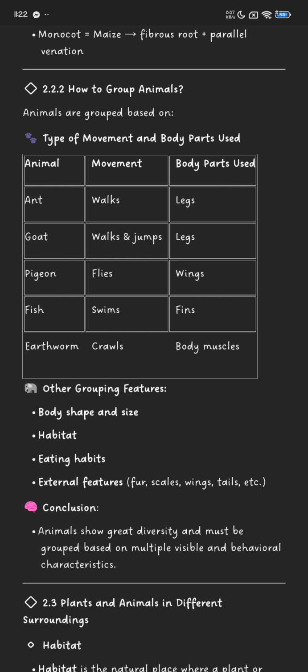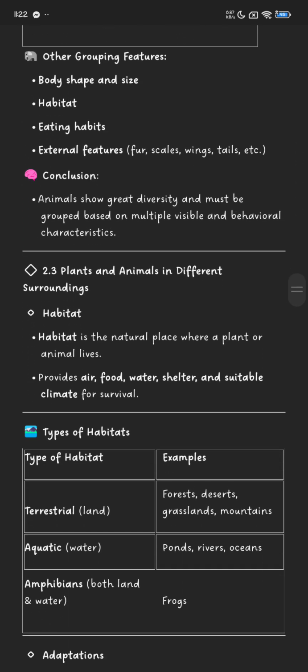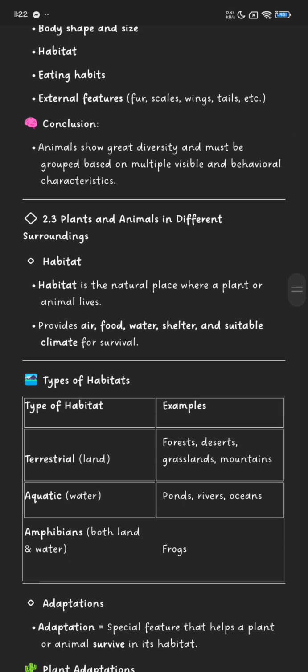Other grouping features are body shape and size, habitat, eating habits, and external features like fur, scales, wings, tails, etc. Conclusion: animals show great diversity and must be grouped based on multiple visible and behavioral characteristics. Plants and animals in different surroundings.